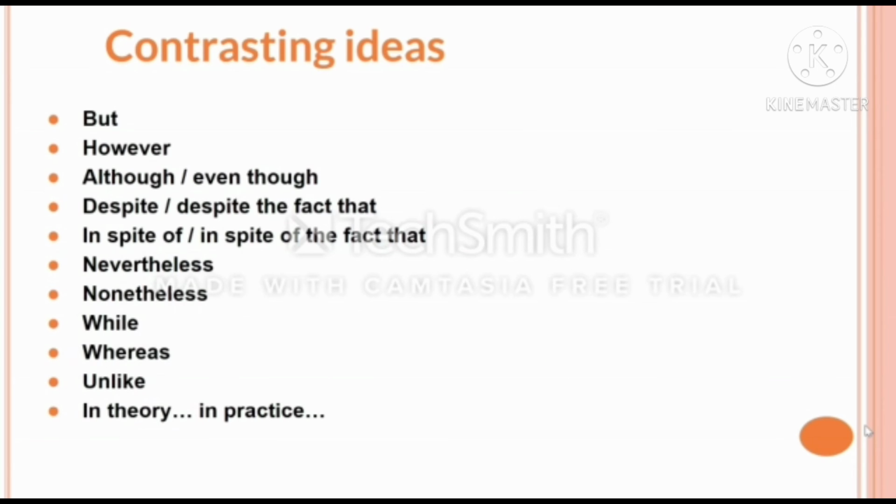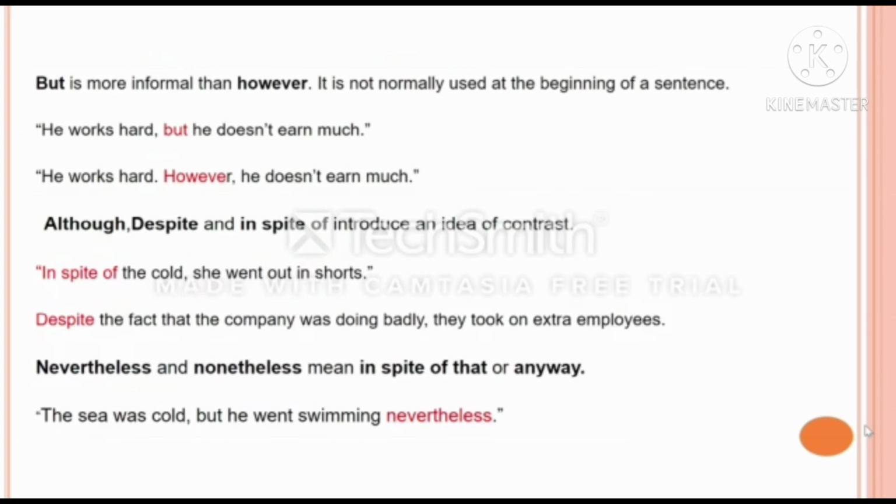For contrasting ideas, we can use but, however, although, despite, in spite of, nevertheless, nonetheless, while, whereas, unlike, in theory, in practice. But is more informal than however. It is not normally used at the beginning of a sentence. For example, he works hard but he doesn't earn much.